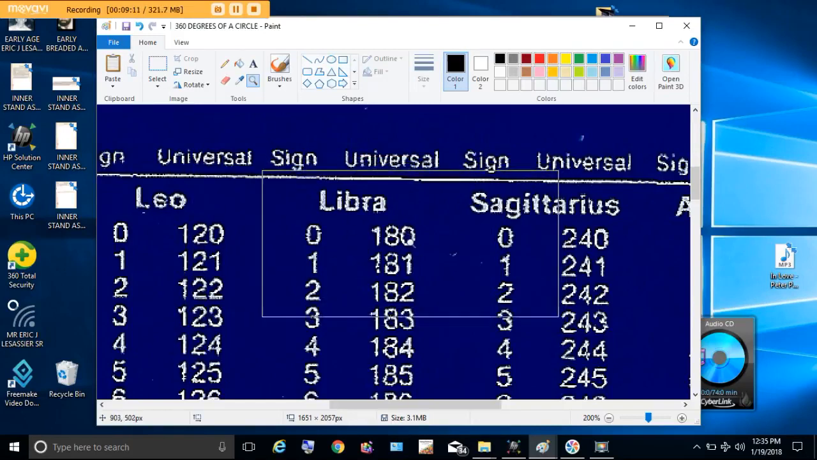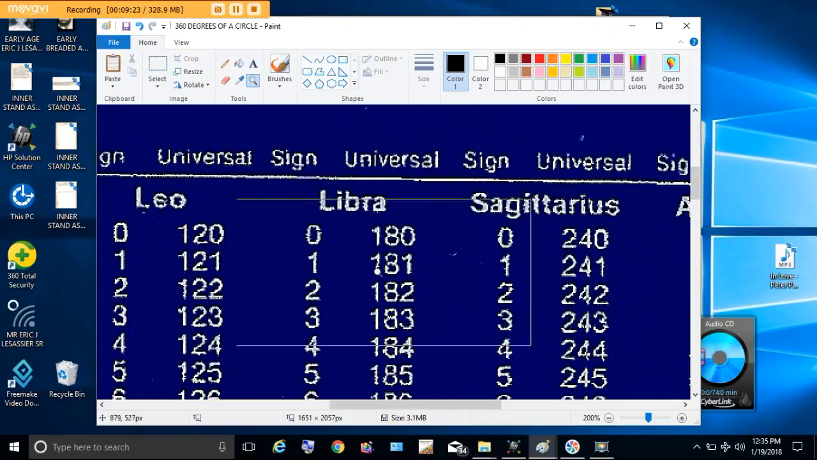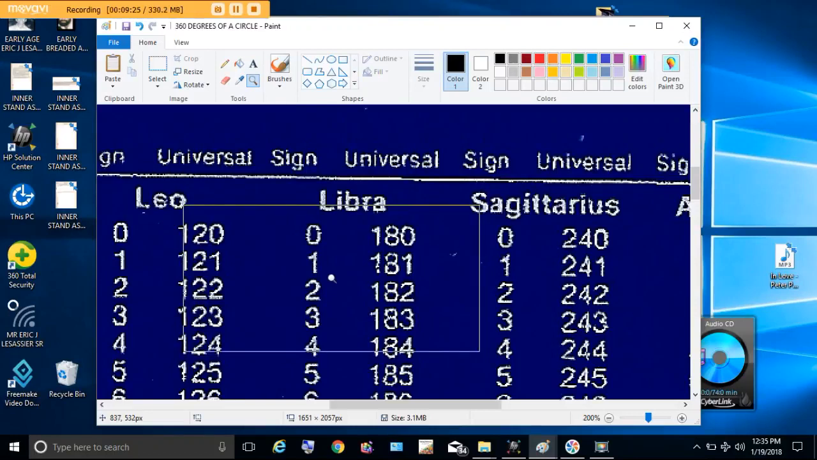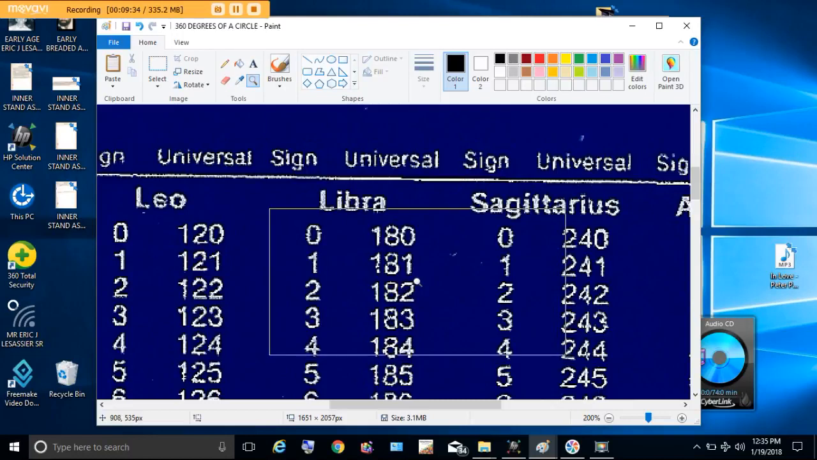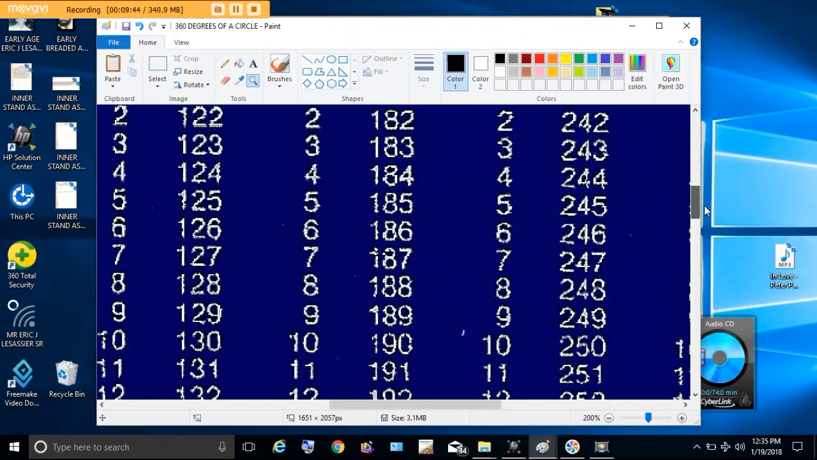Okay, 0 degrees is equal to 180 universally. As the sun passes through the sign Libra at 0 degrees, it will be 180 degrees. 1 degree, as the sun transits through 1 degree per day as it moves throughout the seasons, 1 degree of Libra equals 181. 2 degrees equals 182. So we place a value on each of the degrees as the sun is passing through that season.